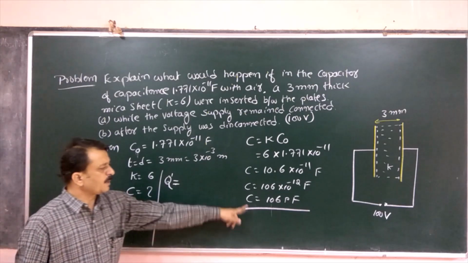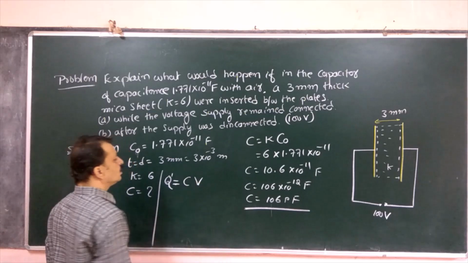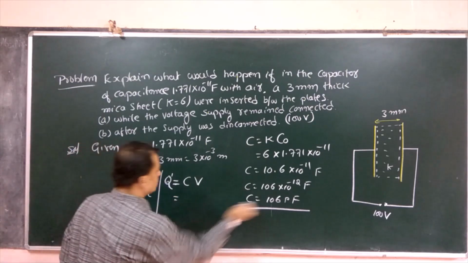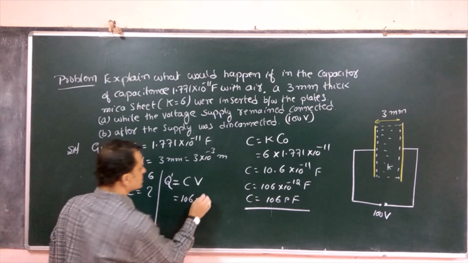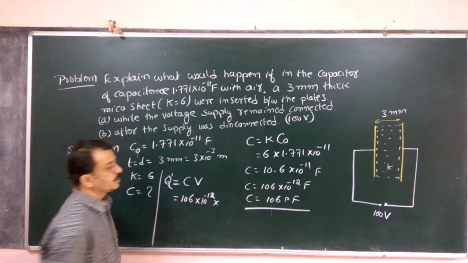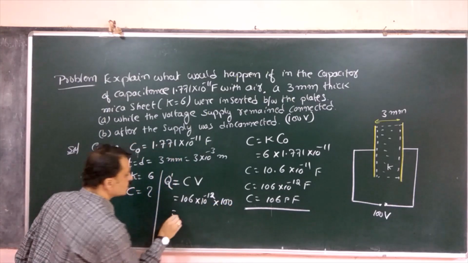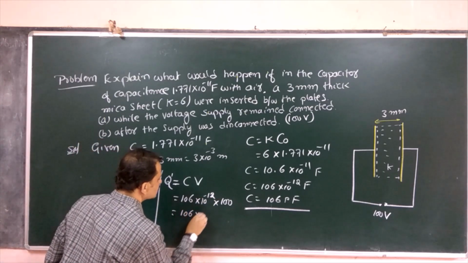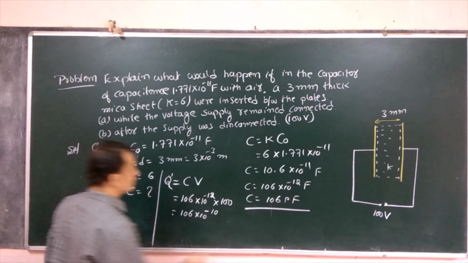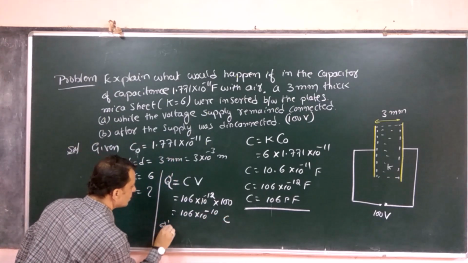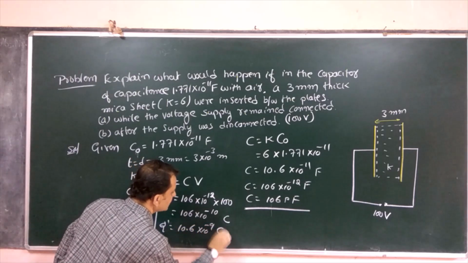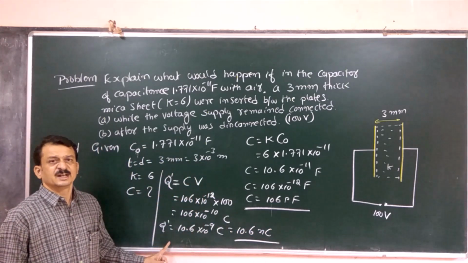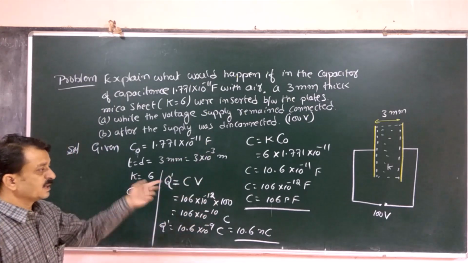So Q dash is equal to the capacitance C into V, the voltage applied. Now that is equal to 106 into 10 to the power of minus 12 into 100. 100 is 10 to the plus 2, so minus 12 plus 2, it is minus 10. 106 into 10 to the power of minus 10 coulomb. So Q dash is equal to 10.6 into 10 to the power of minus 9 coulomb, or it is 10.6 nano coulomb. The charge is this much when the voltage is connected.